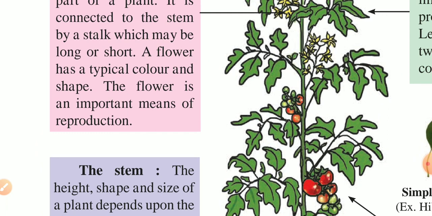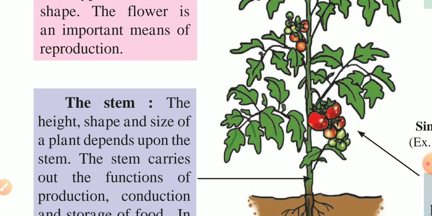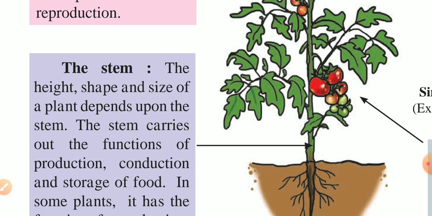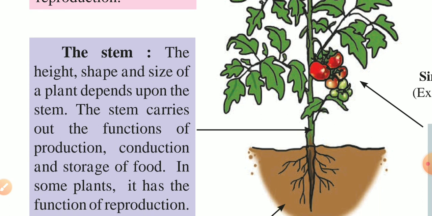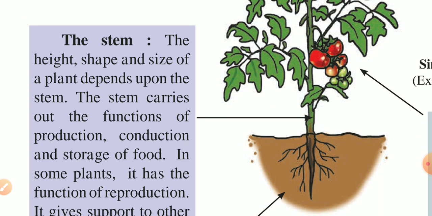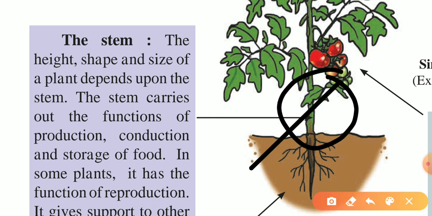Now the stem is another part. You see very large stems, and very small stems. If you check properly, the hibiscus stem, then the lotus stem, and which flower do you like? If you like the rose, it also has a stem. The height, shape, and size of the plant depend upon the stem. If you check, this is the stem.